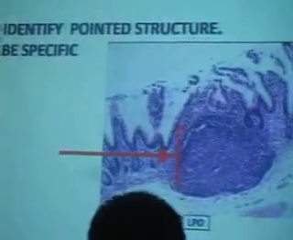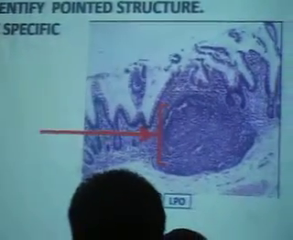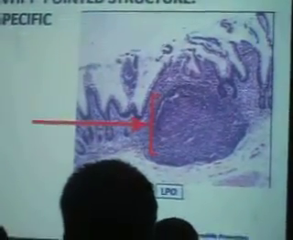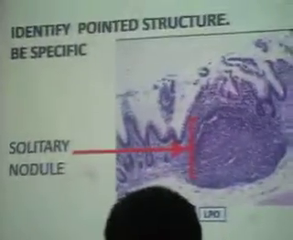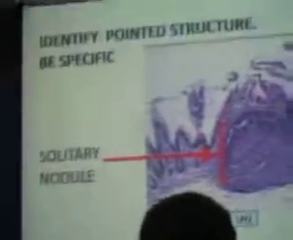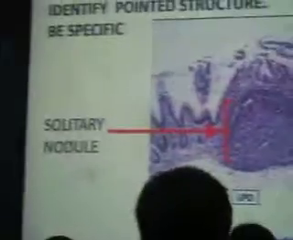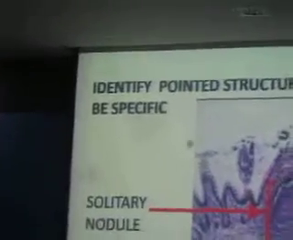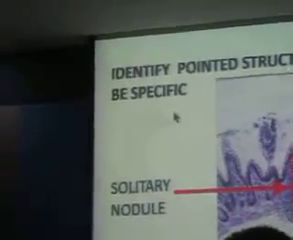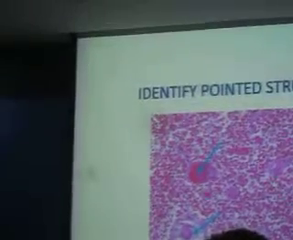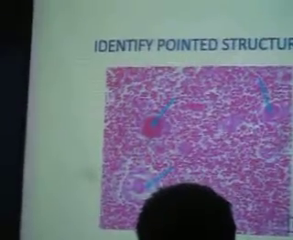If you identify pointer structure, this specific, be specific. Solitary. Isa lang siya eh. Solitary nodule, lymph nodule. Isa lang kaya. Be specific. Identify pointer structure. It could be lymph nodule. But be specific, solitary. Okay? Identify pointer structures. Hassall's or thymic corpuscles.